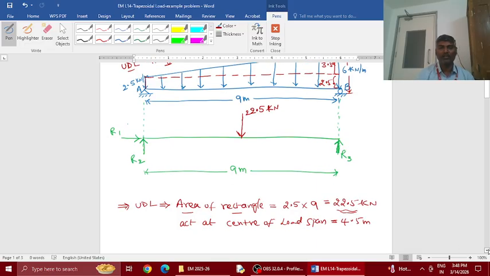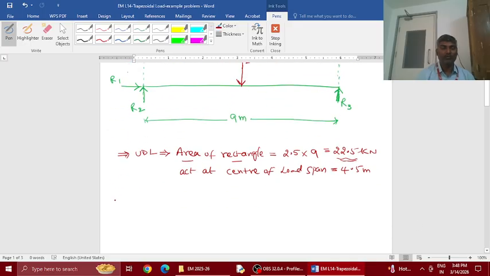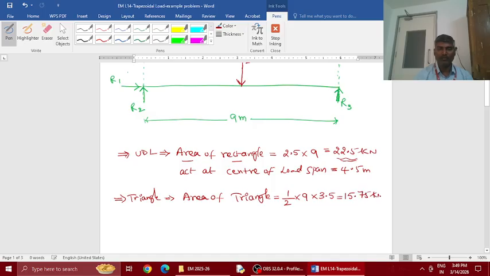How do you write a point force for a triangle force? The triangle force is again the area of the triangle, which gives you the total force value: half base times height, which comes to 15.75 kilonewton. Where this will act is the question again.